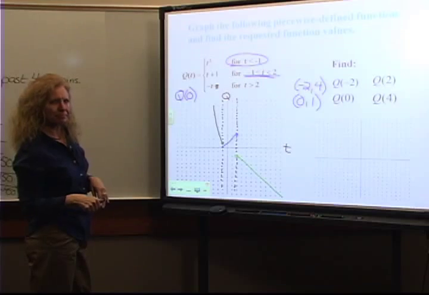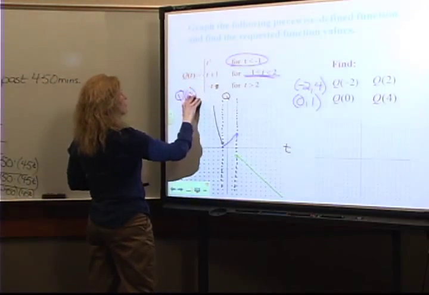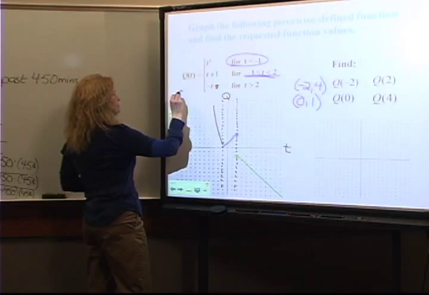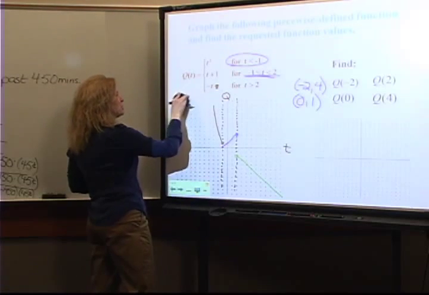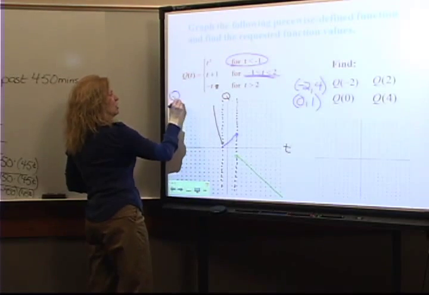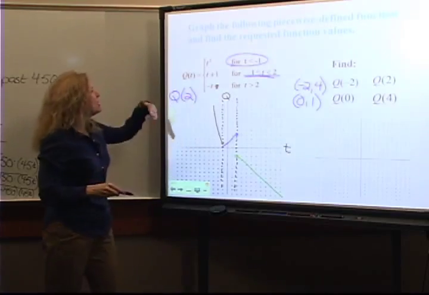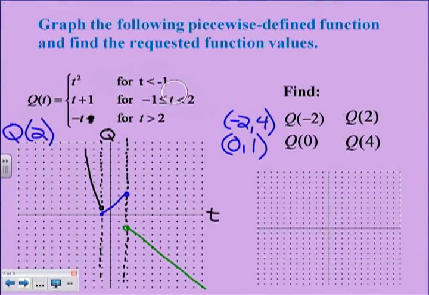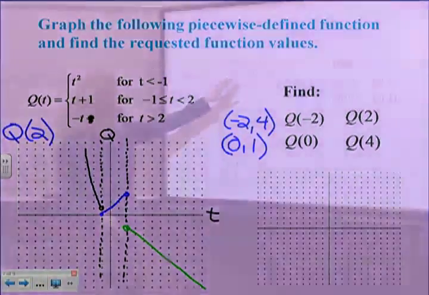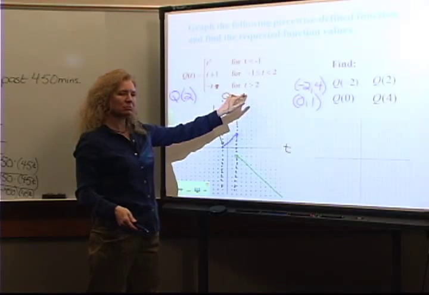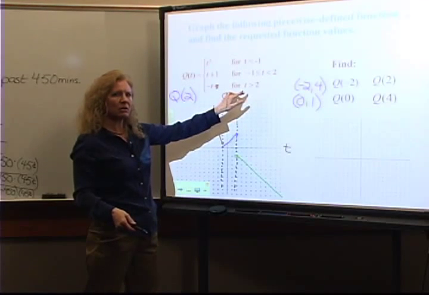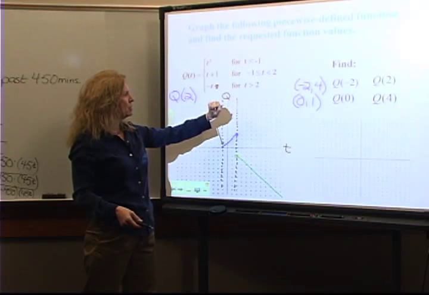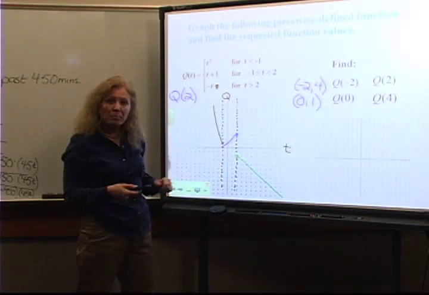Well, let's try 2. Q of 2. That didn't work so well, did it? All right, so I go to the first part. Is 2 less than -1? No. Is 2 between -1 and, well, it's not less than 2. Let me erase that just to make sure that I don't have an equal sign. I don't. Okay, so it's not there. Well, it's not there either. How can that be?